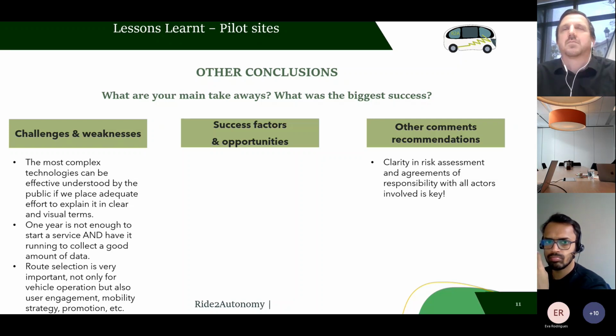There were also some comments as far as aligning this with other EU projects, so that there were overlapping projects. Route selection comes up again and again. It's very important, not only for the vehicle operation, but also user engagement, mobility strategy, promotion, etc. And clarity and risk assessment and agreements of responsibility with all actors involved is key.